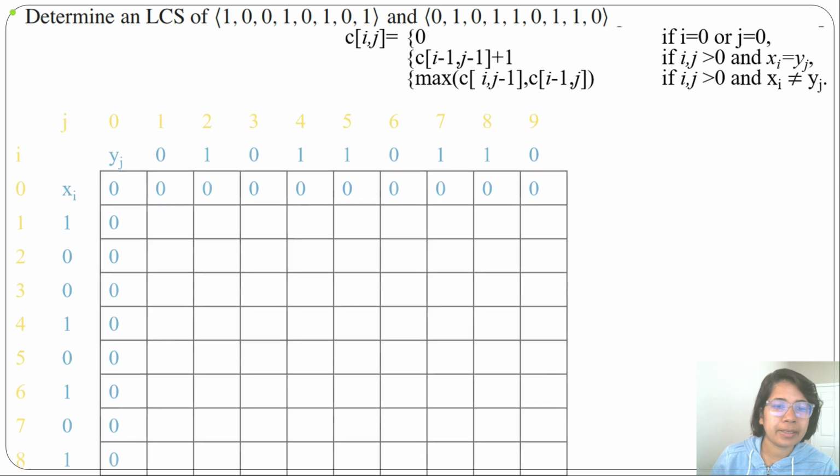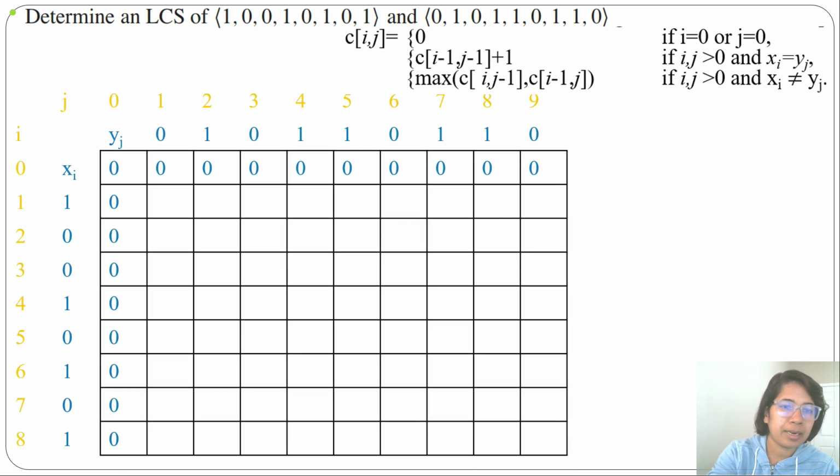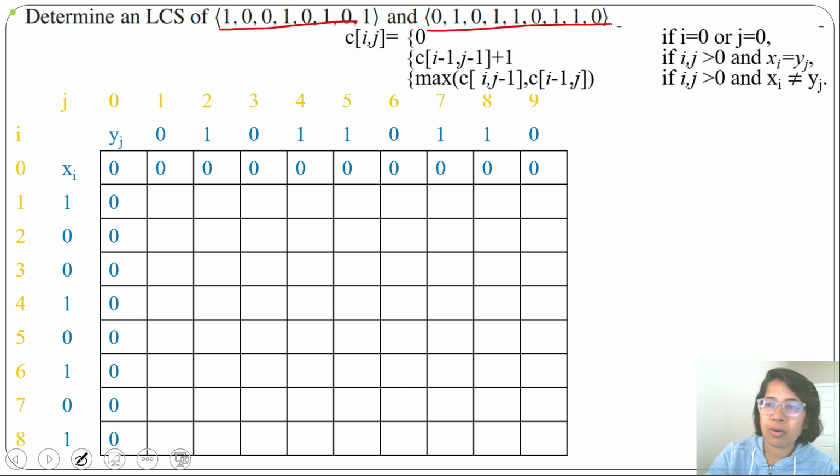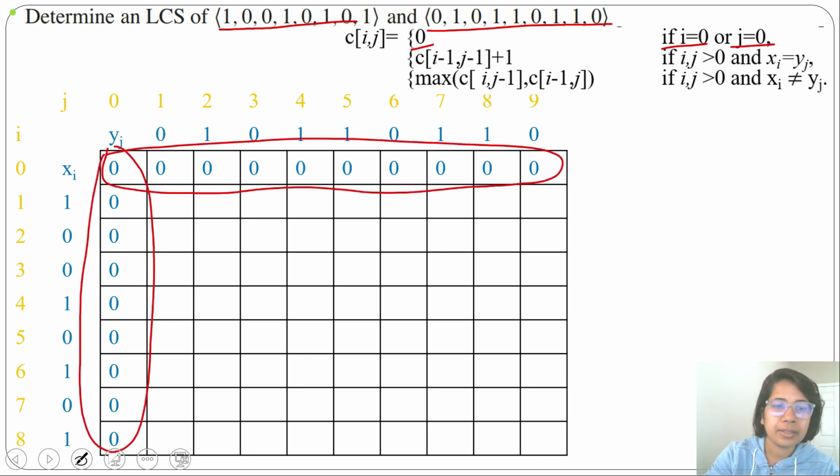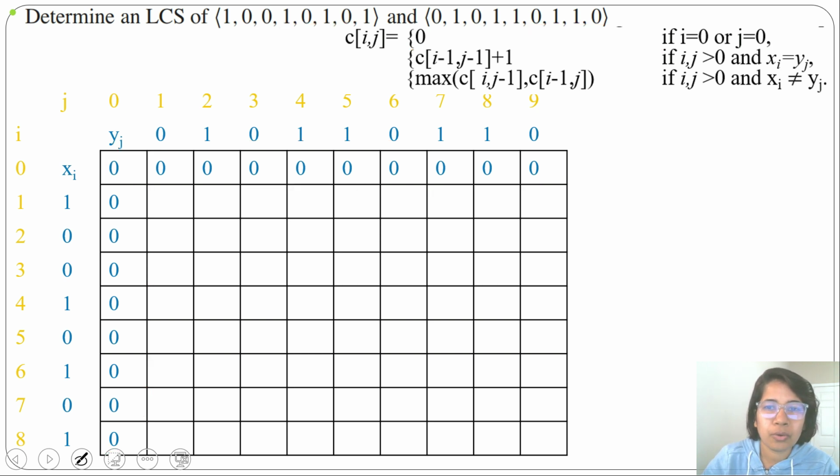Now, I'll create a table. i is on the left side, j is at the top. Xi, that is the first string, is on the left side, and Yj, the second string, is at the top. Now, for i equals 0 or j equals 0, it's 0. So the first row and first column value is 0, as here i or j are 0. Now, we'll fill row wise.